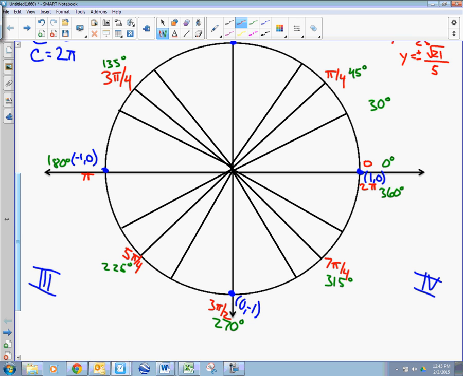30 degrees is how much of the pi? 1/6. We'll say it again. 30 degrees is how much of the pi? It's 1/6, right? How much is 30 degrees of 180? It's 1/6, right? 180 is the same as pi. So therefore, 30 degrees, how far would I have traveled? Pi over 6. It's 1/6 of the pi.